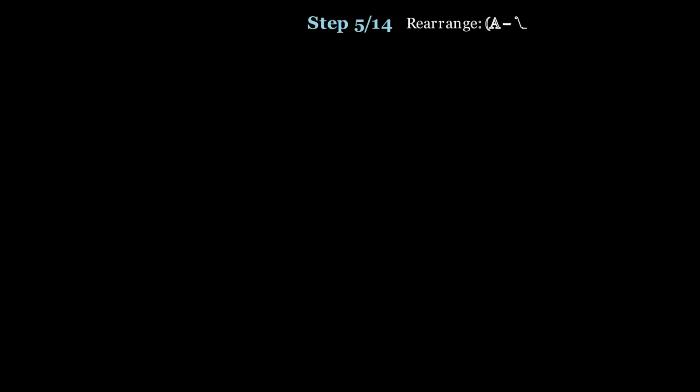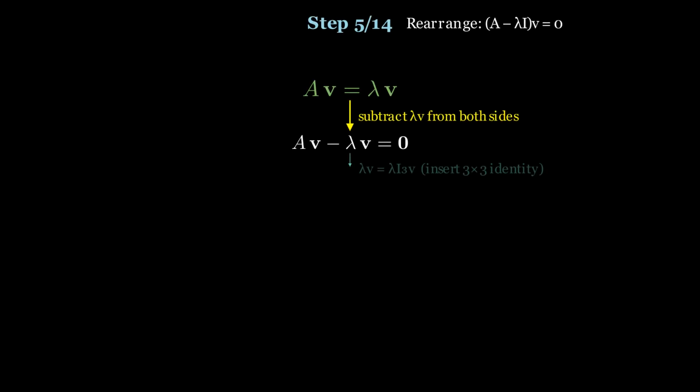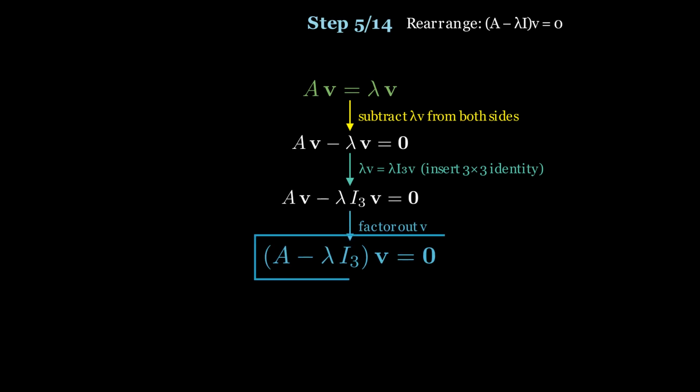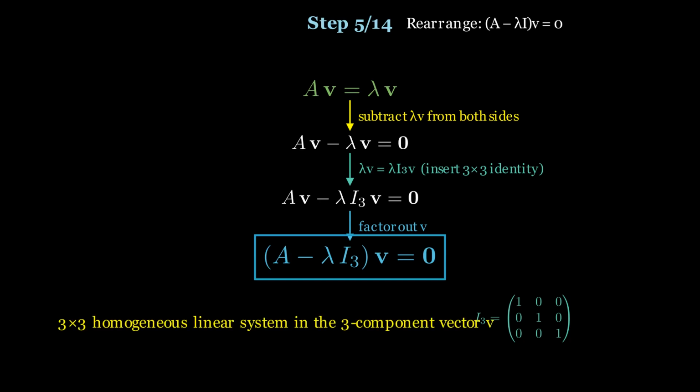Step 5. The same algebraic rearrangement as before. Subtract lambda v from both sides. Insert the 3 by 3 identity matrix so we can factor, and we get A minus lambda I3, all times v, equals the 0 vector. This is a 3 by 3 homogeneous linear system in the unknown vector v. We need a non-trivial solution. That requirement drives everything next.